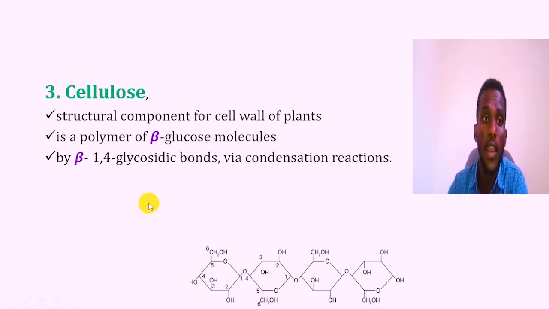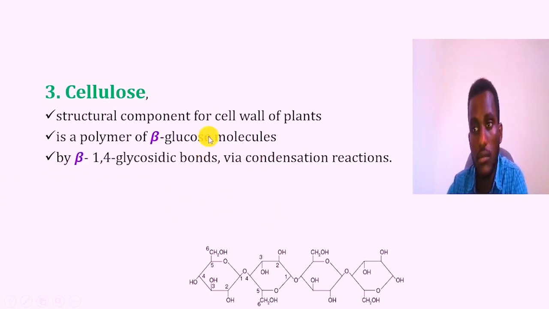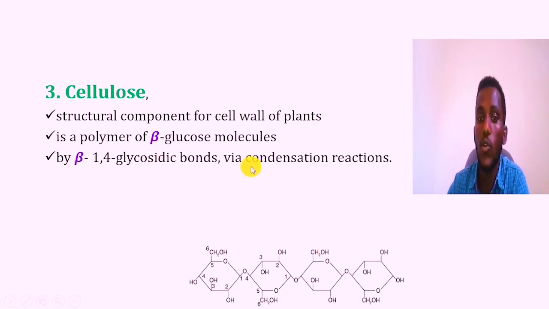And the other is cellulose, structural component of cell wall ነው, basically ከቤታ ግሉኮስ የተሰራ ነው. ይሄ cellulose molecule is linked by a beta 1,4 glycosidic bond, ያ ማለት አንድ ቤታ ግሉኮስ ከሌላ ቤታ ግሉኮስ ጋራ ባይንድ የሚያደርግበት በቤታ 1,4 glycosidic bond ነው.